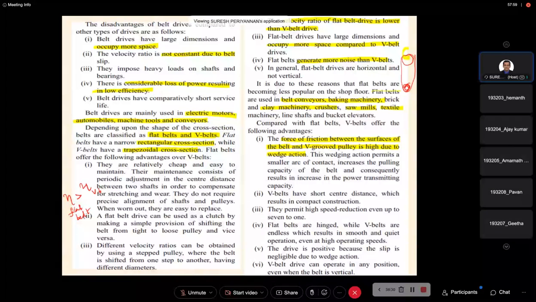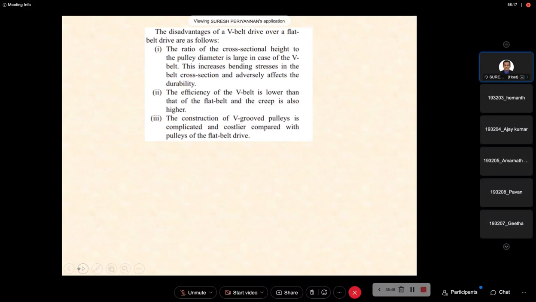And the V belt can be used only for short distance power transmission from the driving pulley to the driven pulley. Please go ahead, you can get more information now. What are the disadvantages in the V belt drive or the flat belt drive? It's a complicated design.